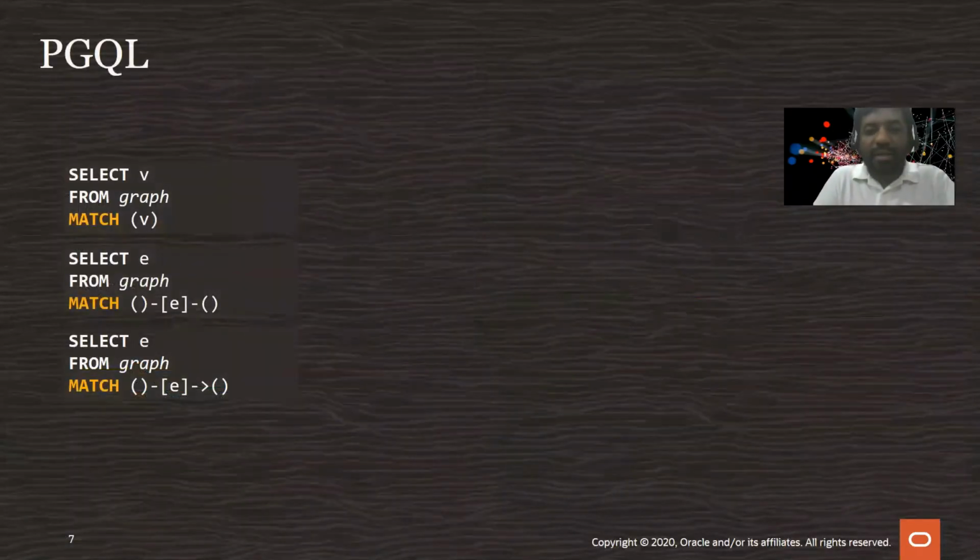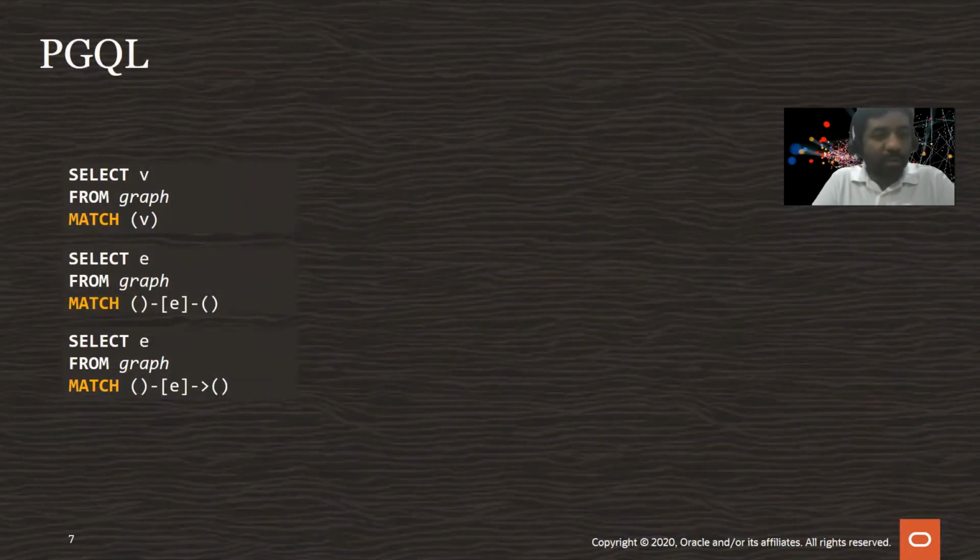Now, how do we really get this information from the Oracle graphs? We have to write PGQL queries. So PGQL stands for the Programmable Graph Query Language. It's very much similar to SQL. So let's say on the screen we are seeing SELECT v FROM GRAPH MATCH (v). It basically fetches the different vertices that I have in my graph.